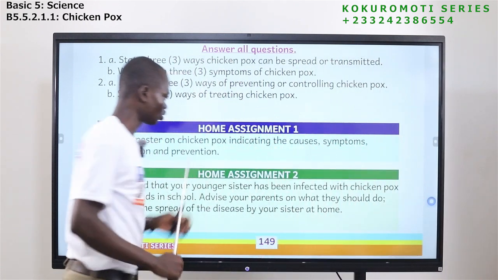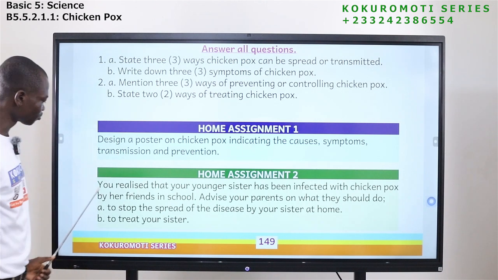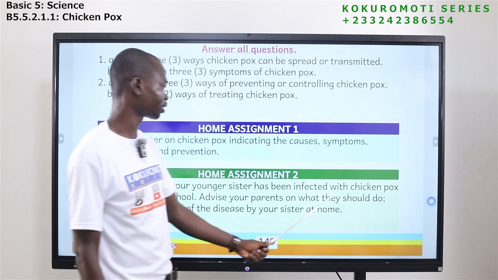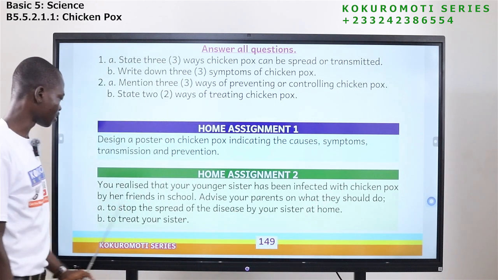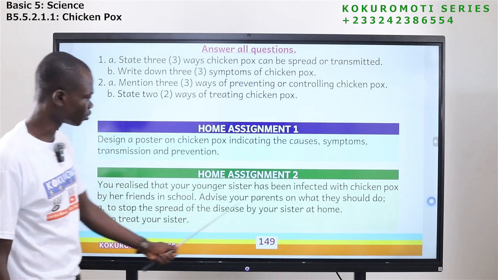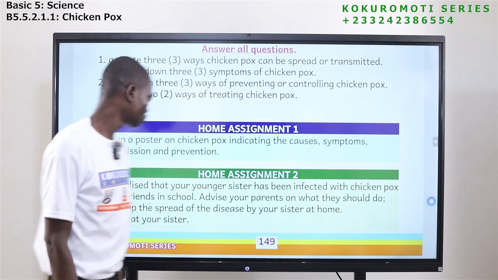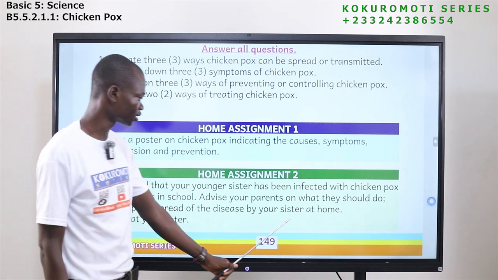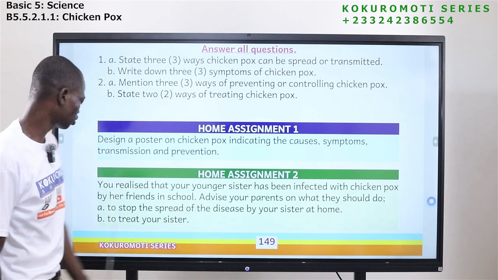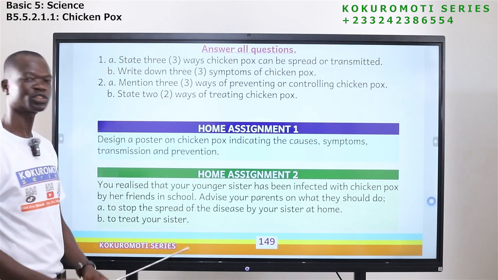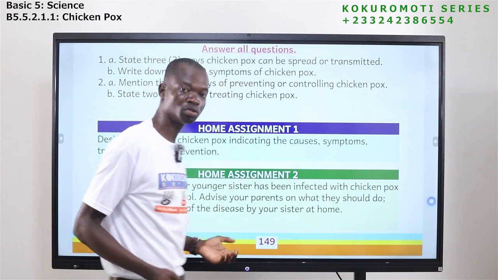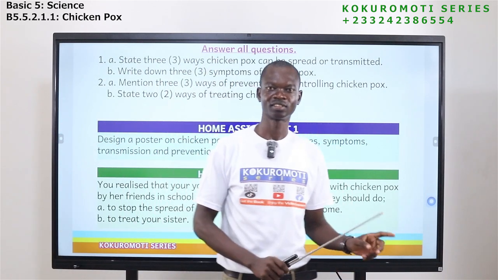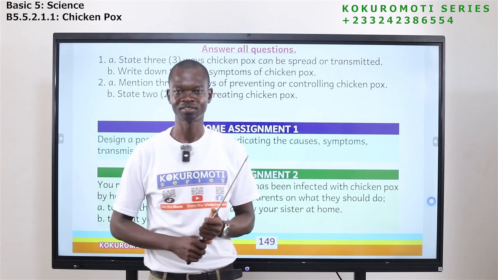Now let me read out the second home assignment. You realize that your younger sister has been infected with chickenpox by her friends in school. Advise your parents on what they should do: 1. To stop the spread of the disease by your sister at home. 2. To treat your sister. So your sister, after school, you saw that this girl is infected with chickenpox.